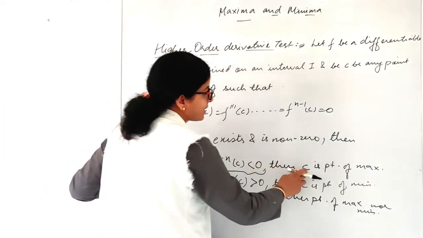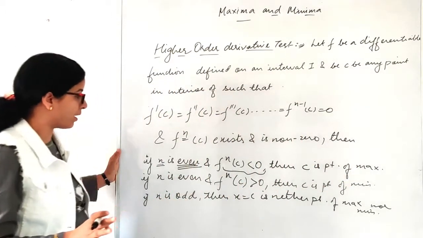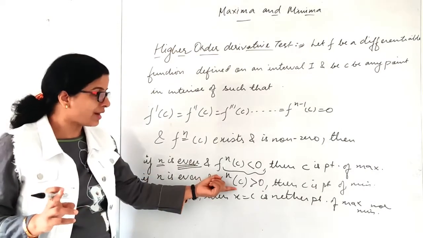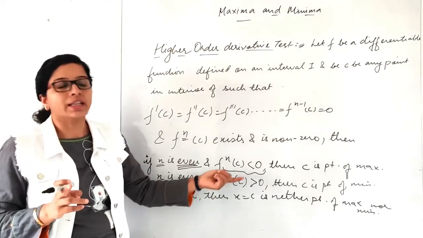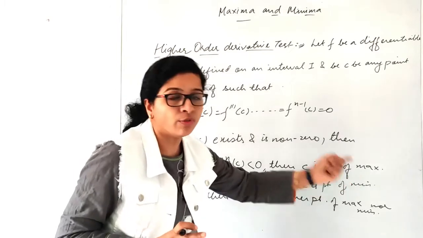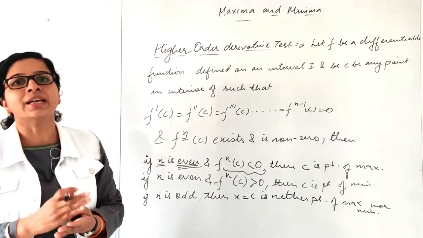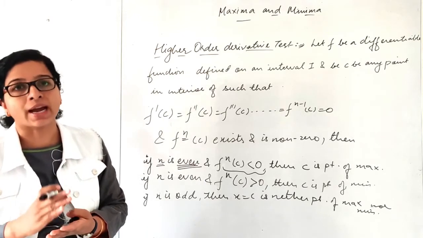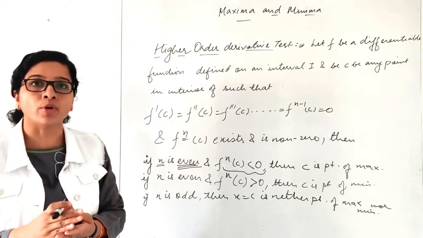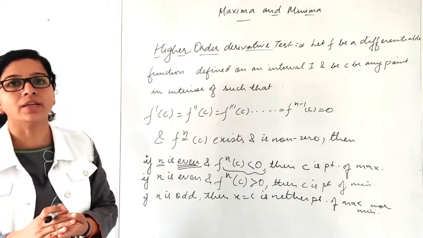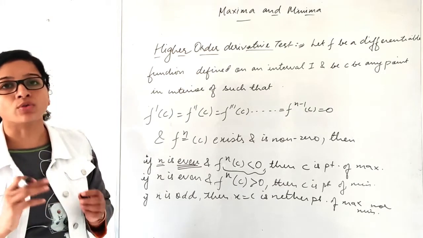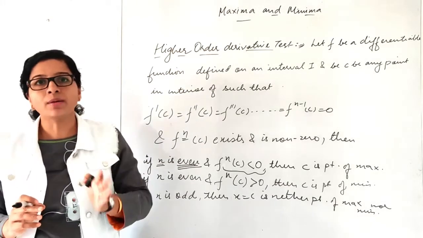In that case, c is a point of maxima. If n is even and the nth derivative is greater than 0, then x is equal to c is a point of minima. But if your n is odd, in that case x is equal to c will be neither the point of maxima nor the point of minima. Right? Now let us check the algorithm for how to find the maximum and minimum value.